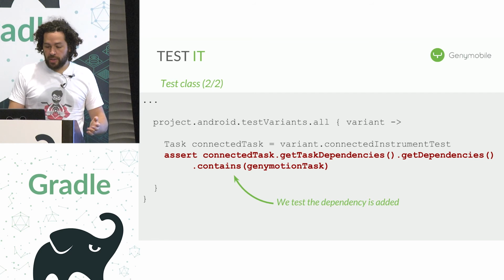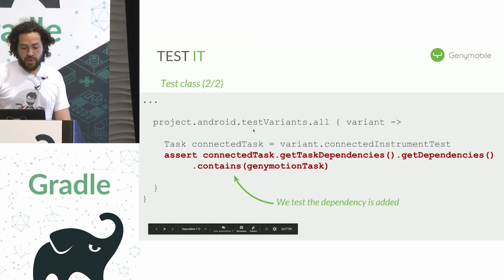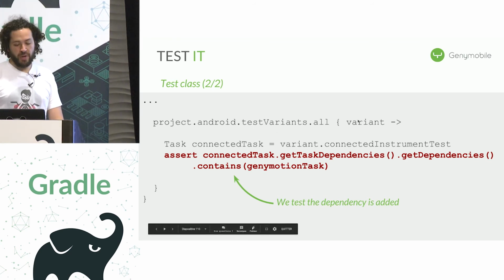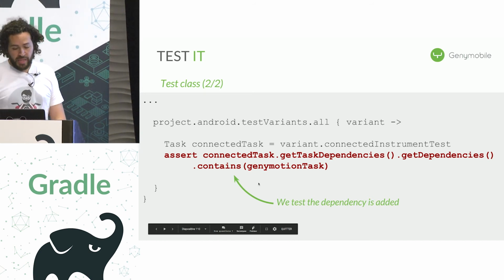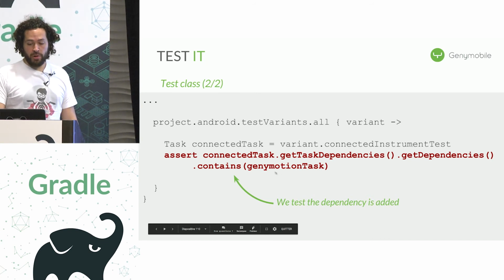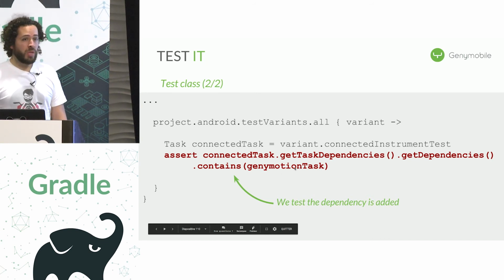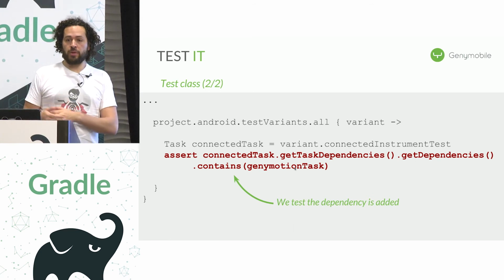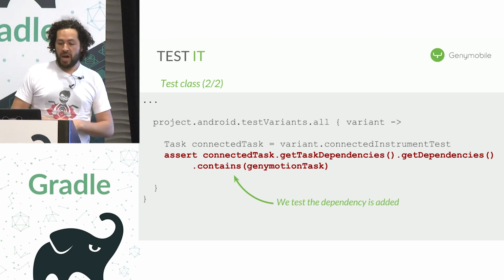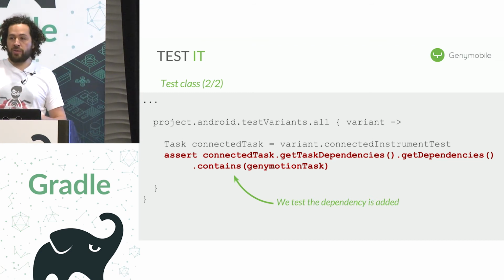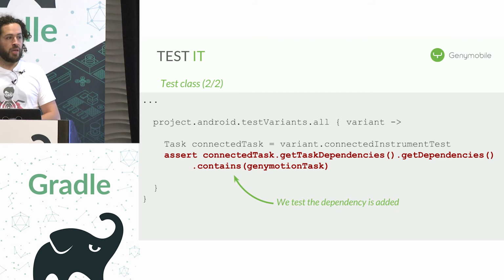And we want to check that for each test variant, the connected instrument test task got a dependency on our Genymotion task. So that's what we've implemented. That's our use case. That's what we needed to test. But just to give you an example of things that you can do after your evaluation, you iterate again on this variant and test if your plugin interacted correctly with the Android plugin.